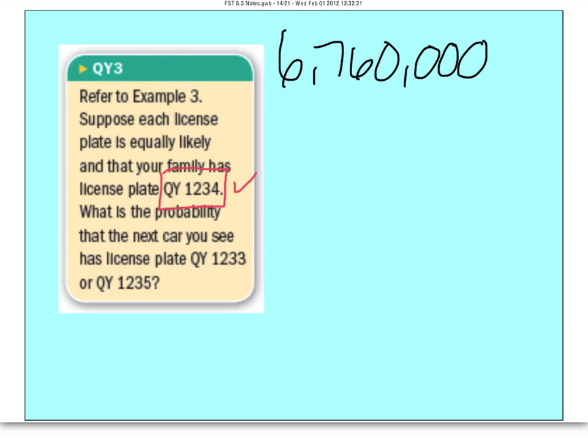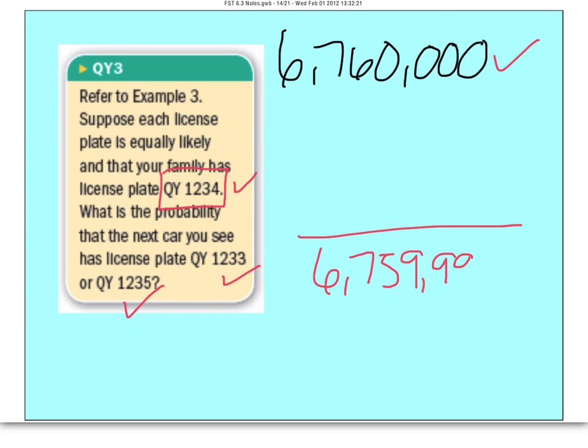What's the probability the next car you see either has this license plate or this one right here? Well, think about the entire sample space in this case. The bottom of our fraction will not be this number exactly. It will actually be one fewer because we already know our license plate. So that's not in the group anymore. What's the probability the next license plate will be one of these two? Well, it's going to be 2 out of the 6,759,999.